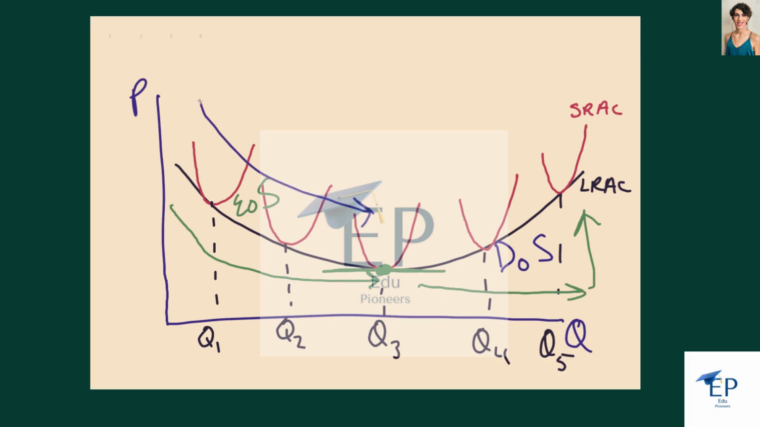So from the left until the middle, we have economies of scale. At the very middle, we have constant returns to scale. And then going from the middle to the right, we have diseconomies of scale.